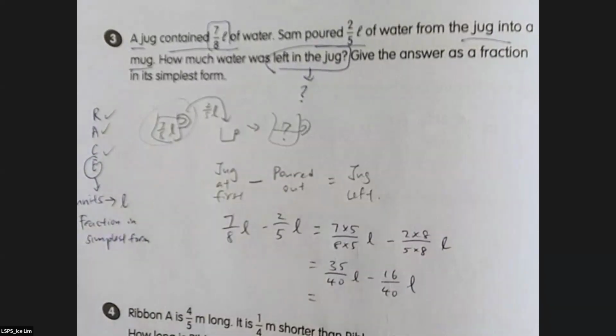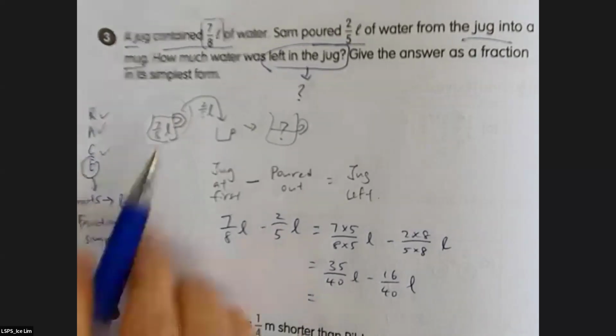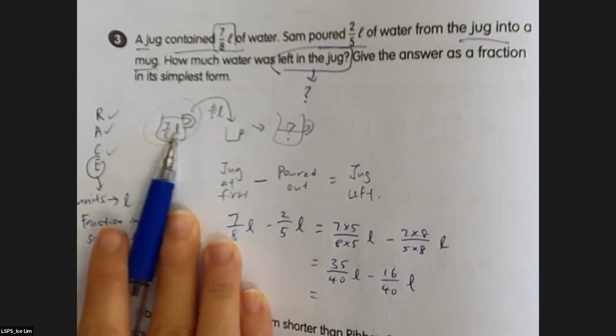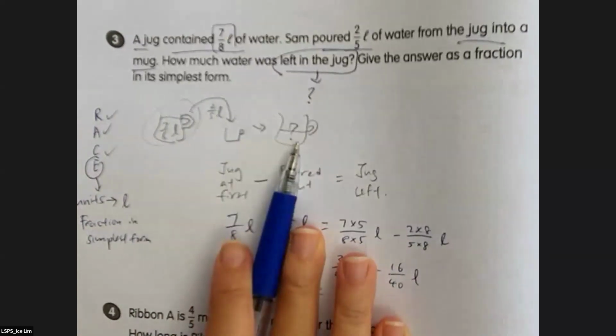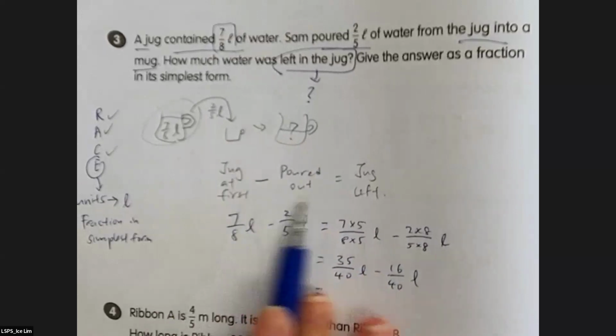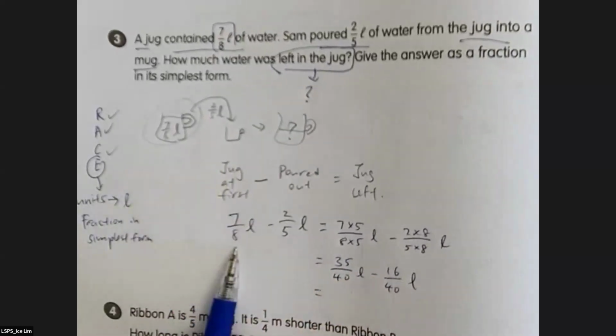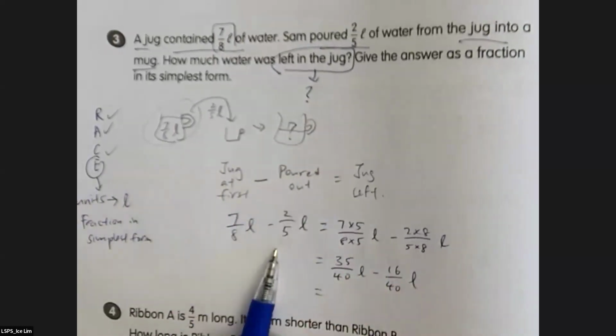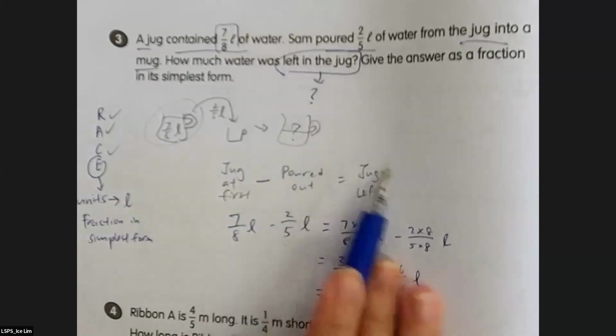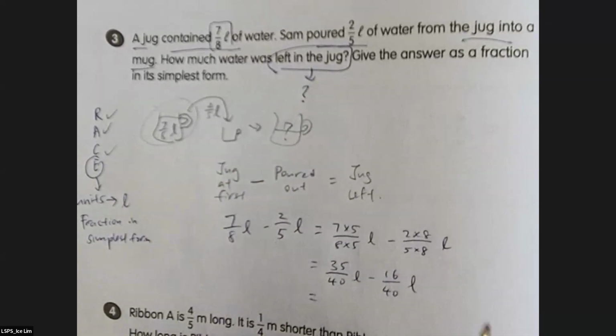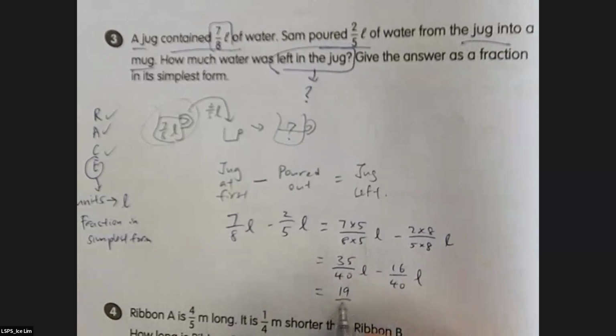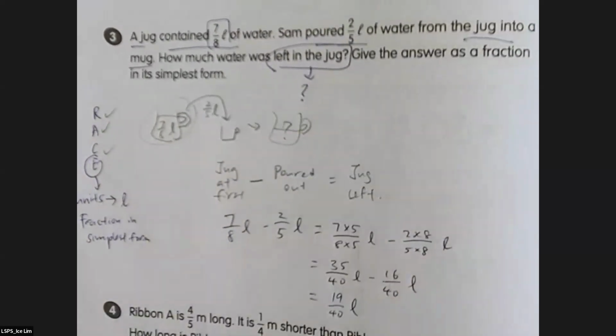So the answer should be, it's a subtraction, right? Because you see the picture, I take the jug, I pour out, then ask what's left in the jug. So my numberless equation says jug at first, so it is at first. Pour away, that means I take it out. And then the jug left, so it's a subtraction. So it should be 19/40. I think it's in simplest form already.